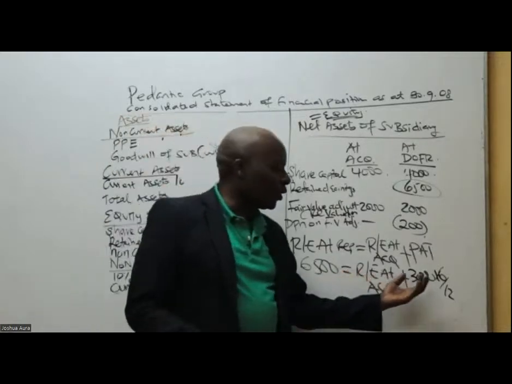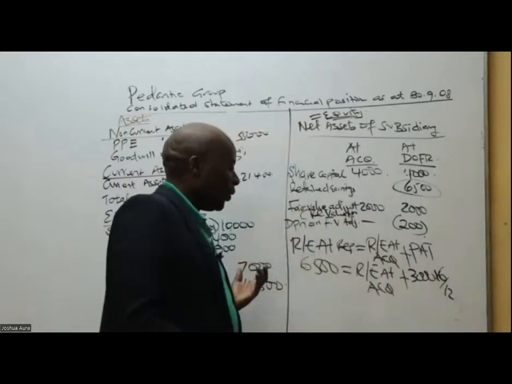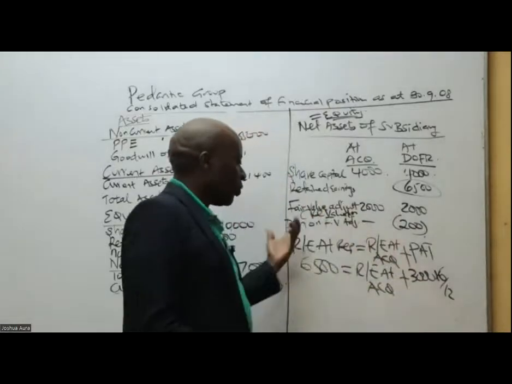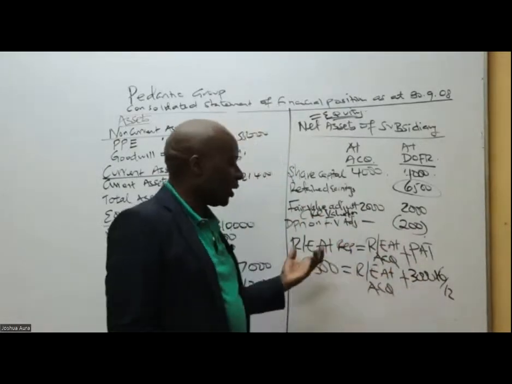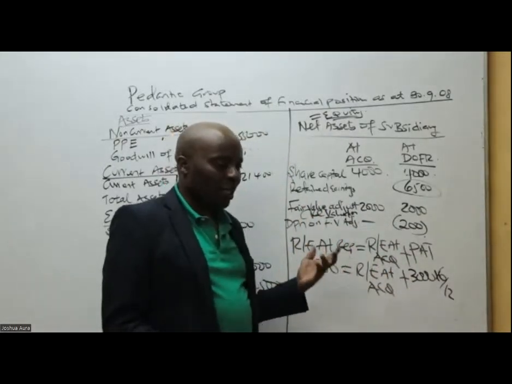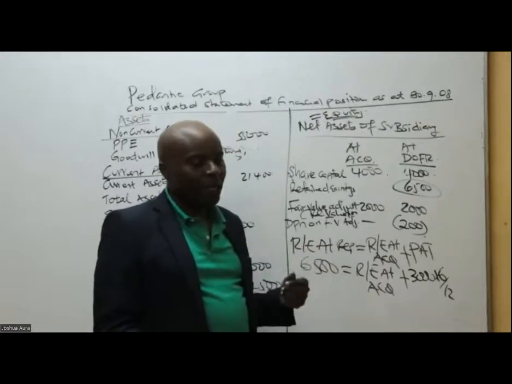And then, ladies and gentlemen, you take this 1,500 to the other side of the equation. You shall subtract for you to give us retained earnings at acquisition. So retained earnings at acquisition comes to how much?